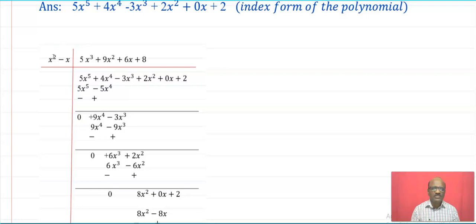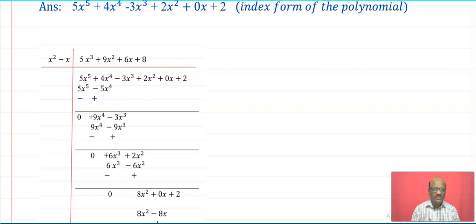Now multiply 9x square into x square, that is 9x raised to 4. 9x square into minus x, that is minus 9x cube. Again change the sign: plus, minus, minus, plus. The plus 9x raised to 4 and minus 9x raised to 4 get cancelled. Now here is plus 9x cube minus 3x cube, then you will get 6x cube, and next is 2x square.